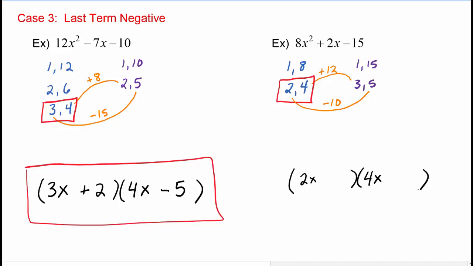Then we connect them to their partners. The 4 has to be connected to a 3. I need the product to be positive, so I'm going to make it positive 3. The 2 has to be connected to the 5. I need that to be negative 10, so I'm going to insert negative 5 there.